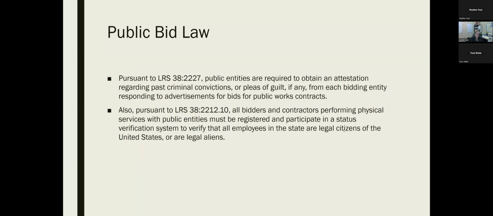Also pursuant to Louisiana Revised Statute 38:2212.10, all bidders and contractors performing physical services with public entities must be registered and participate in a status verification system to verify that all employees in the state are legal citizens of the United States or legal aliens.